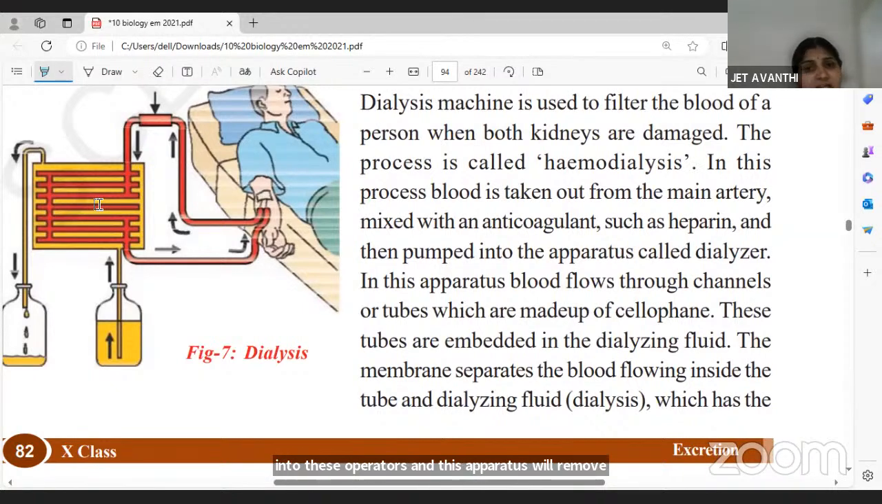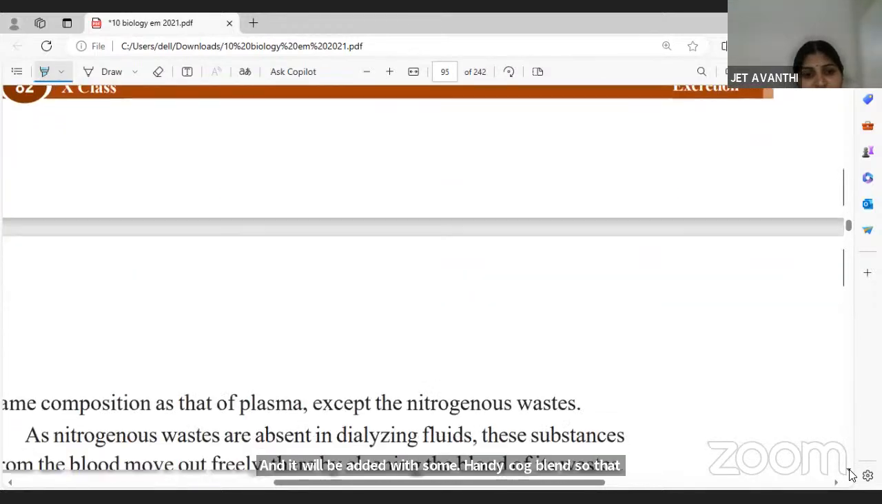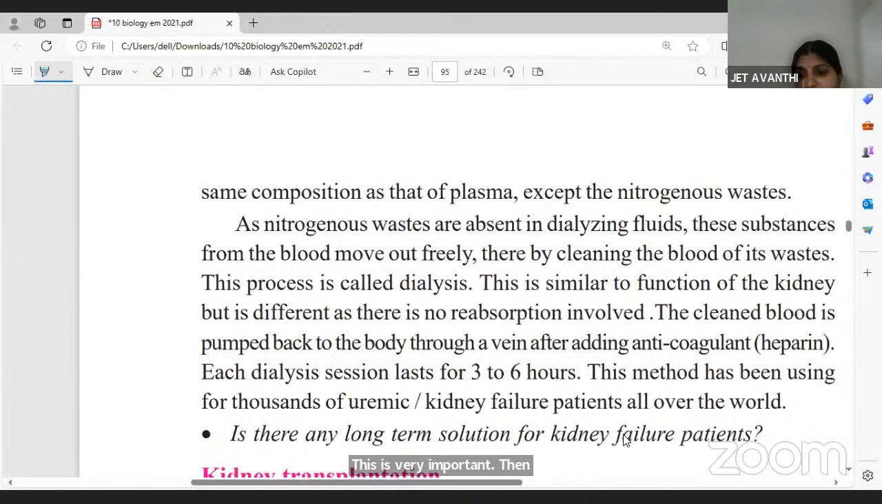The major disadvantage of this hemodialysis, children, is that of course it removes all the nitrogenous waste, but there is no reabsorption of water. Reabsorption will not happen. They only remove the nitrogenous waste, and that filtrate again will be moved back into the patient's body. It will be added with some anticoagulant so that there is no coagulation of the blood cells. This is very important. Then we also have plant excretion.